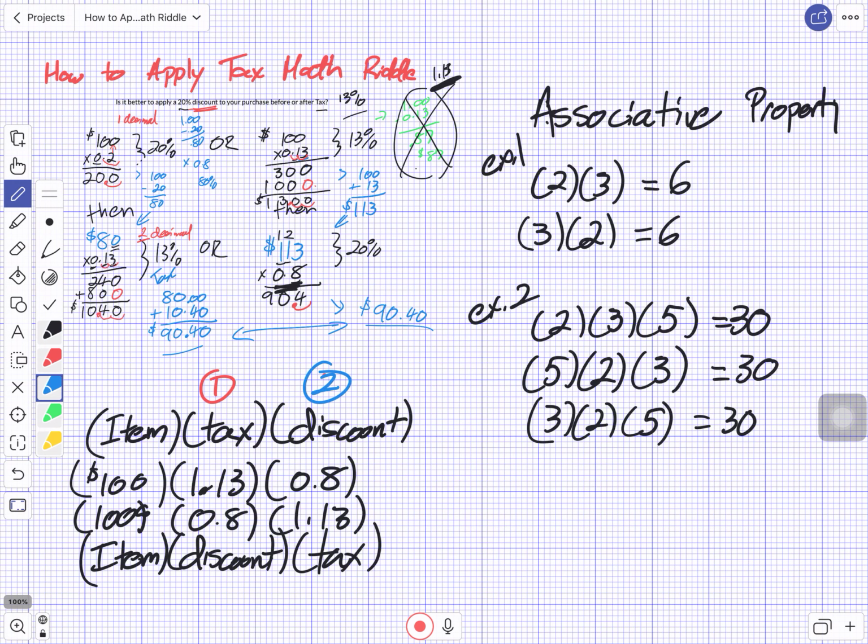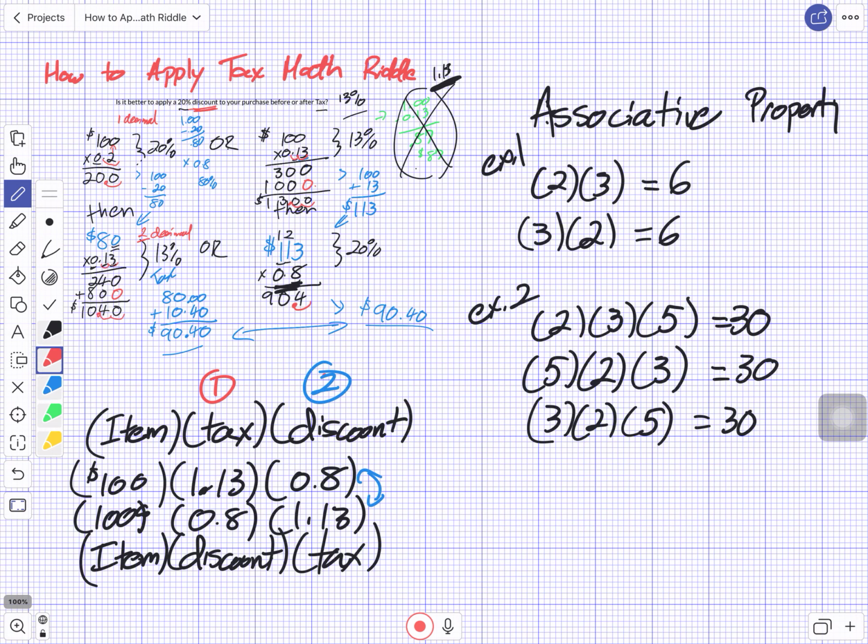And if we take a look, this is testing us about associative property. Doesn't matter the order we multiply them in, we're going to get the exact same answer. Okay? That's a common riddle. People will ask you something like that, and as long as you know the associative property, it's the exact same thing. It makes no difference.